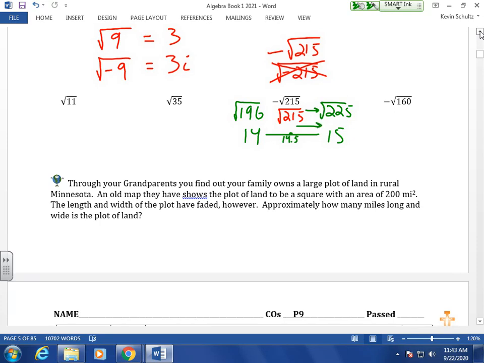We're probably looking at 14.6, 14.7, 14.8 even. But because the original expression was a negative root 215, we can now just add our negative sign back in: negative 14.6, negative 14.7. So the negative sign really doesn't have any impact on the process. You just have to make sure that when you're done, your answer is going to be negative.